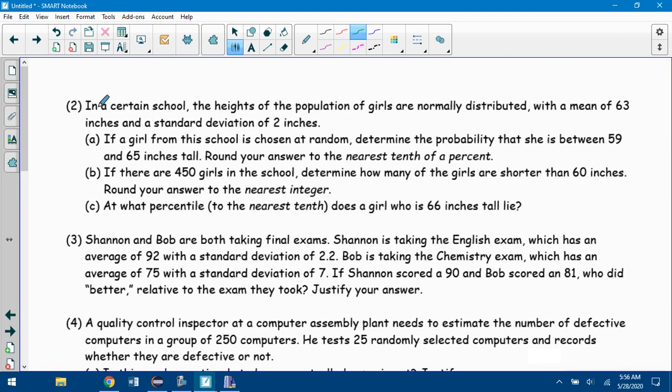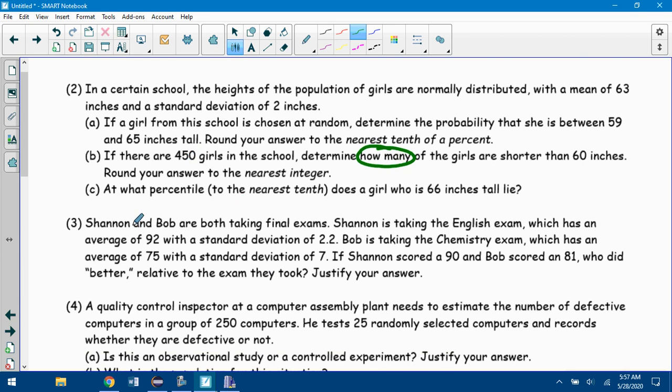So if you look at number 2, the heights of a population of girls are normally distributed with a mean of 63 and a standard deviation of 2. It's asking probabilities. B says if there are 450 girls, how many of them are less than 60? So you can find the percentage that are less than 60, then multiply by 450 to get how many. Percentile is an at or below question. So number 2 should be no z-scores.